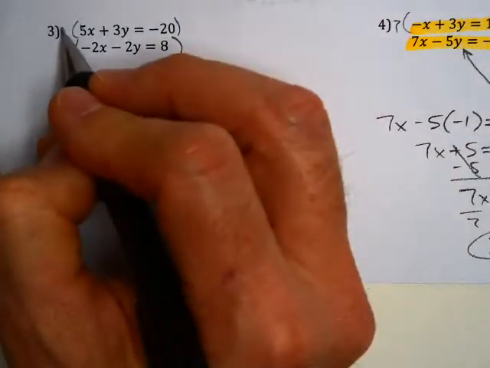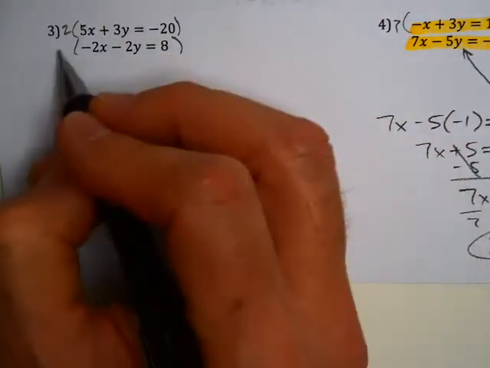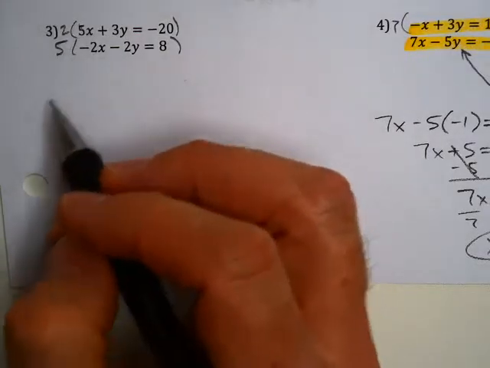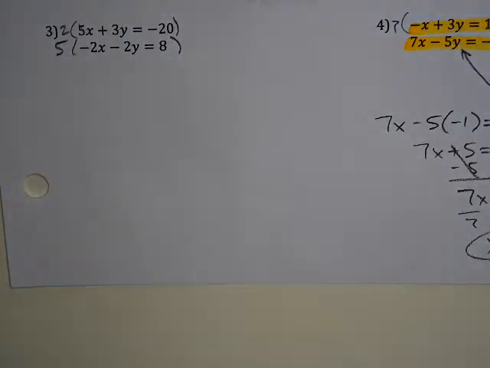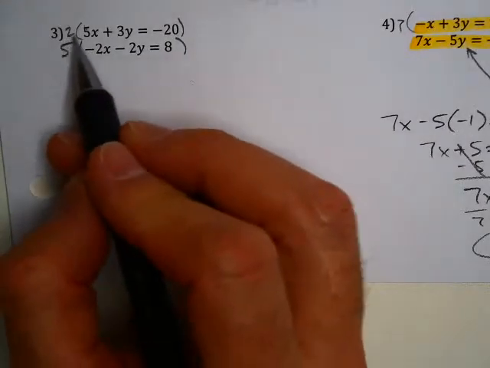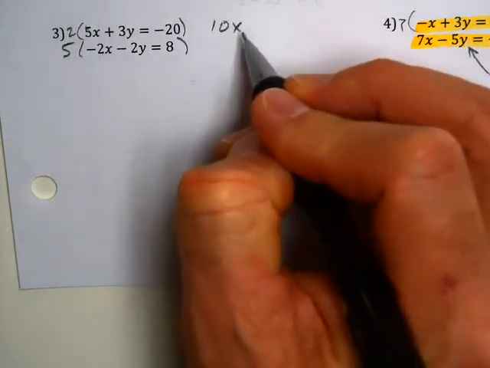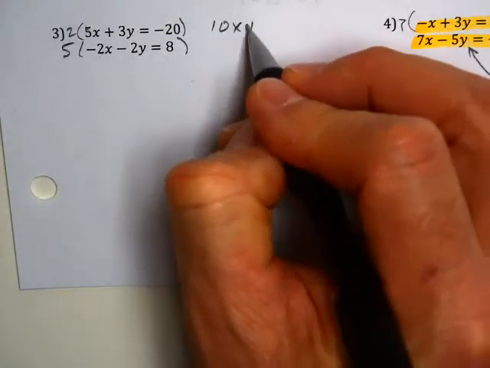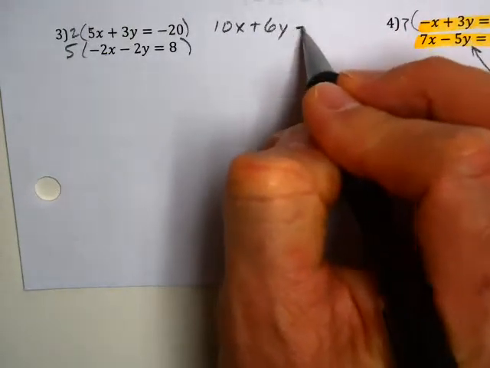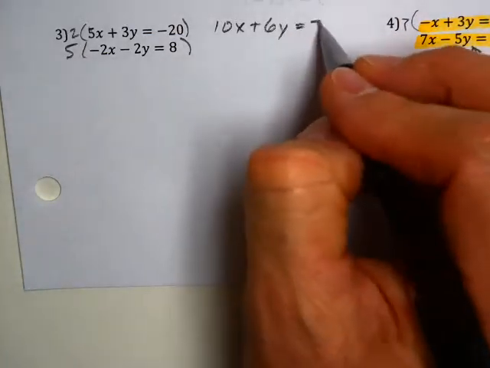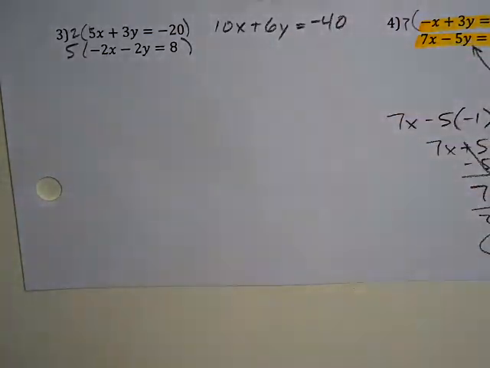So I'm going to have to multiply the top by 2 and the bottom by 5. Now the good thing is they've already got a plus and a minus, so that's a good thing. So if I multiply the top by 2, this is going to become 10x plus 6y equals negative 40, right? Everything doubles.